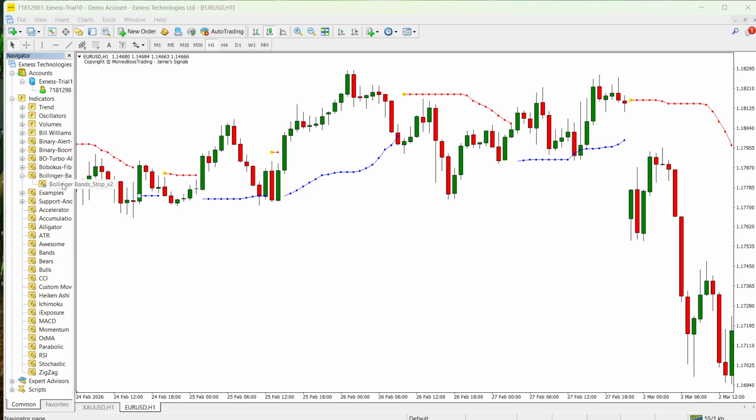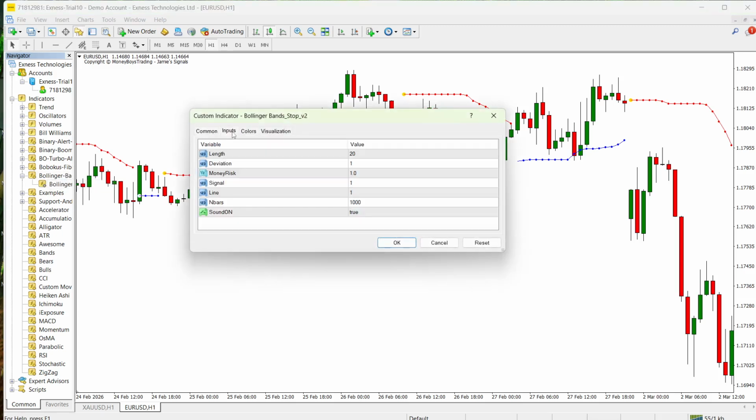As for the indicator settings, let's take a look. The Bollinger Bands period controls how many bars are used to build the band, with lower values making the bands and signals more reactive and higher values producing smoother, less frequent signals.